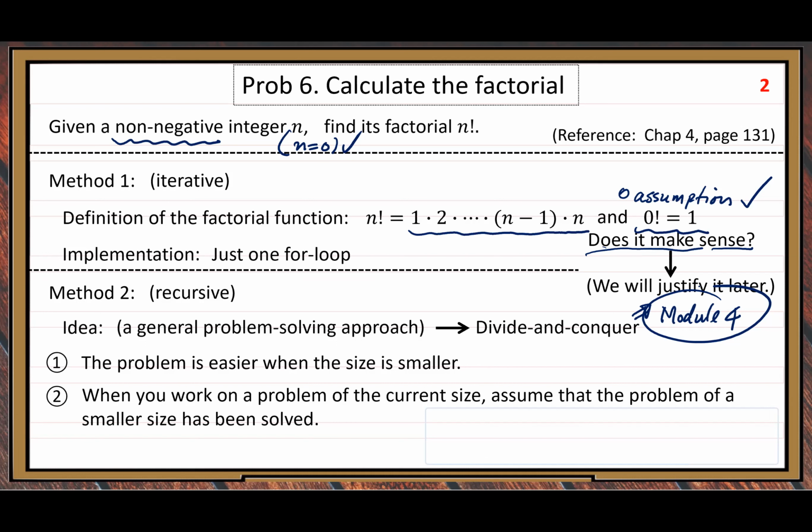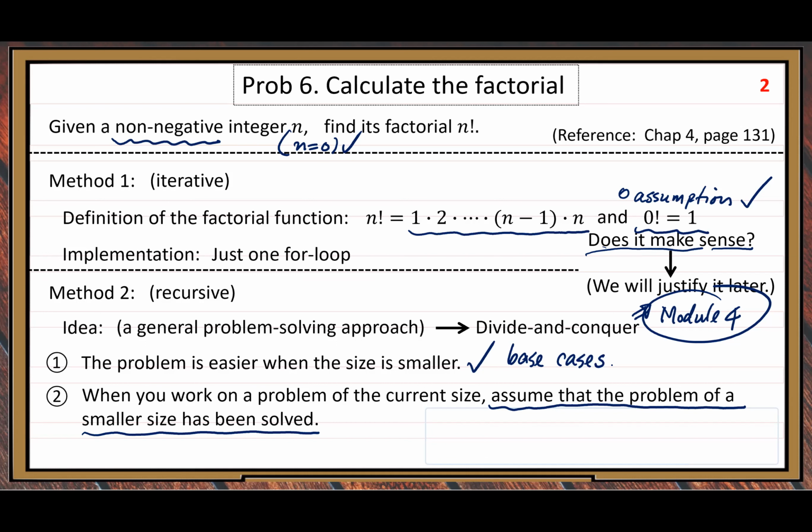We treat it as the current problem size. Assume that a problem of a smaller size has been solved. This is an assumption, that's what I talked about in the previous slide. Why can we assume that? It's not baseless. We cannot make baseless assumptions, right? That assumption has a solid base. This is its base. So that's why we call these smaller problem sizes base cases.